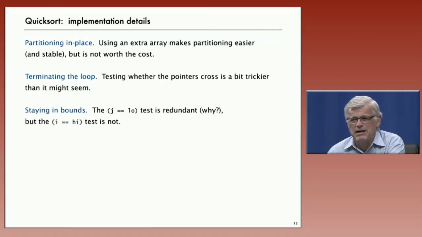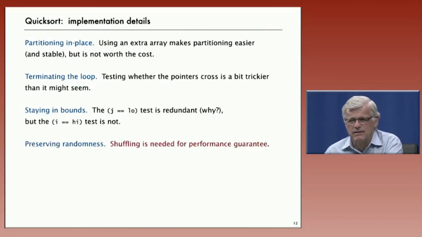Also staying in bounds. Actually, in our implementation, the test of the j pointer running off the left end is redundant. Why is it redundant? Well, the partitioning element's sitting there and it'll stop when it hits the partitioning element. But the other test is not redundant in our implementation.